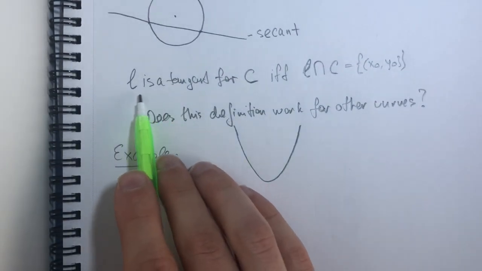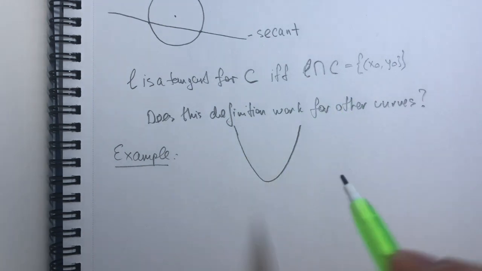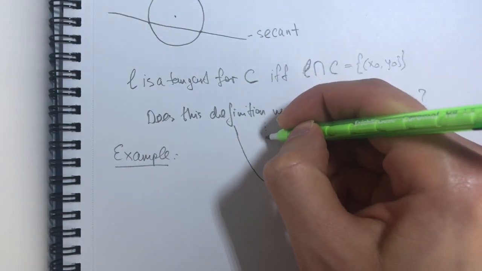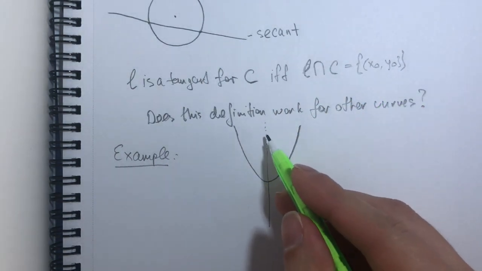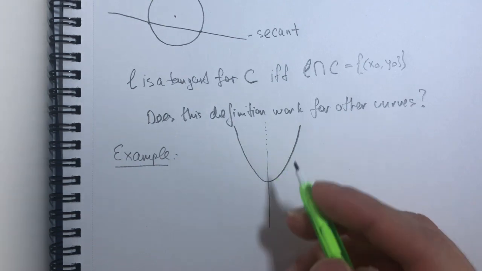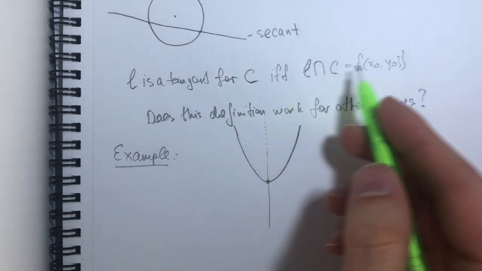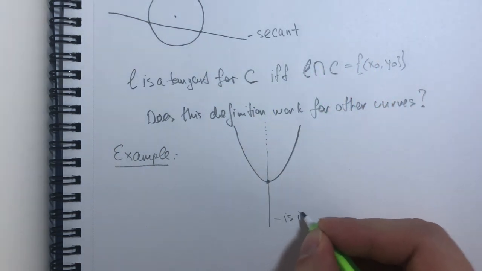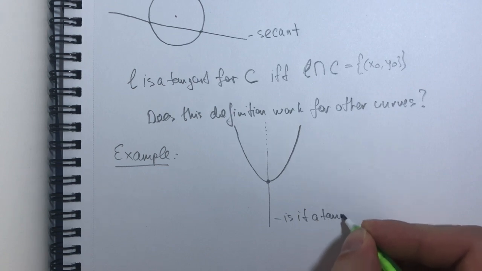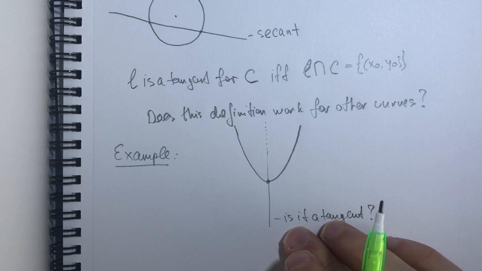So we want a line to only have one intersection with our curve. So that means I can draw this vertical line. It will never intersect any of my branches, and it only has one common point with the parabola. So it perfectly satisfies our definition. So is it a tangent? Well, of course it's not a tangent, right?